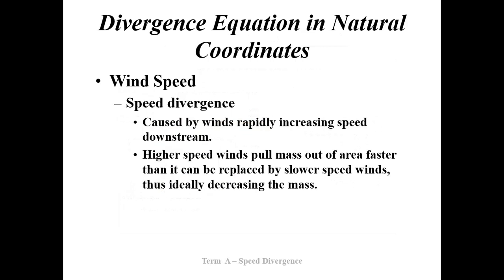All right, so what we've covered so far is what is divergence and what is convergence in the upper levels of the atmosphere. Again, divergence is the spreading apart of the air currents. It's also the removal of mass. It can also be caused by wind speed changes, where you have faster moving parcels of air further downstream, right? So speed divergence is caused by winds rapidly increasing speed downstream. Higher speed winds pull mass out of the area faster than they can be replaced by slower speed winds, thus ideally decreasing the mass.